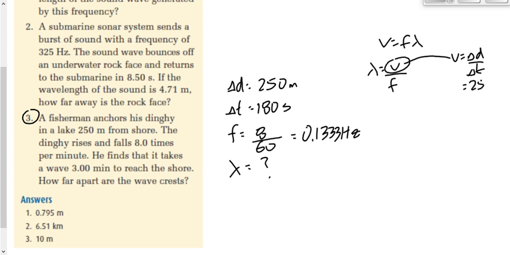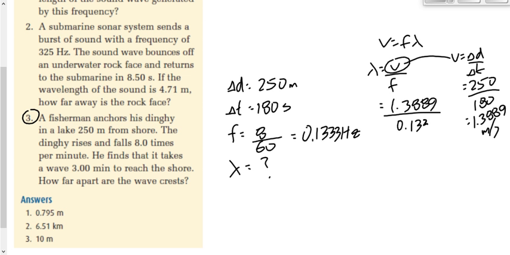250 meters divided by 180 seconds gives me 1.3888. That's in meters per second. So we're going to take that number now and divide it by the frequency of 0.1333, and we get 10 meters. Almost exactly 10 meters, but rounded to 2 digits. It is 10 meters.